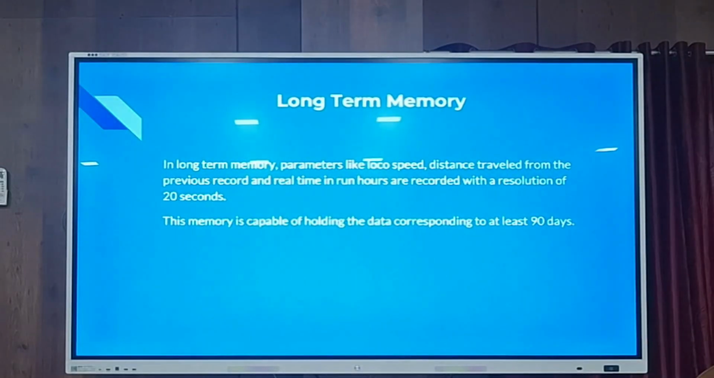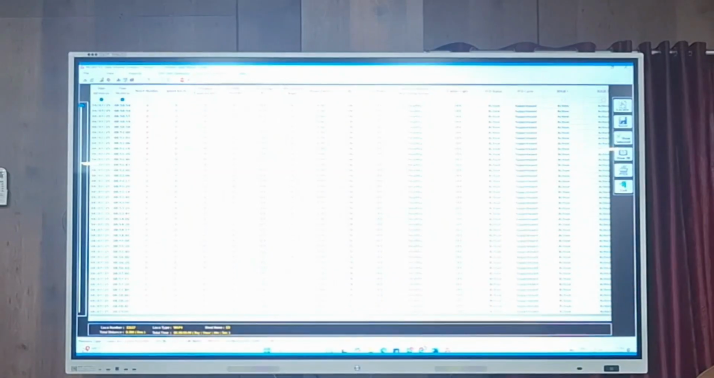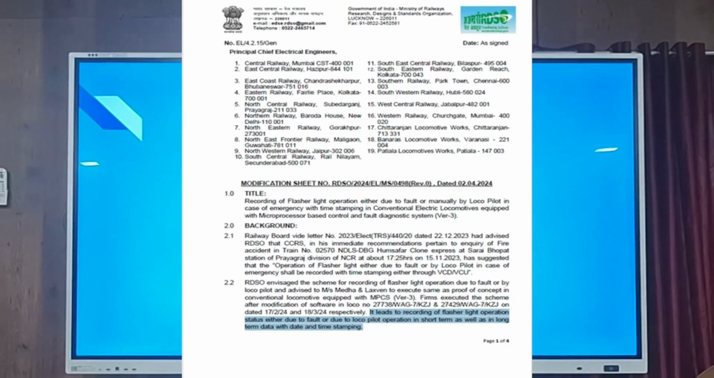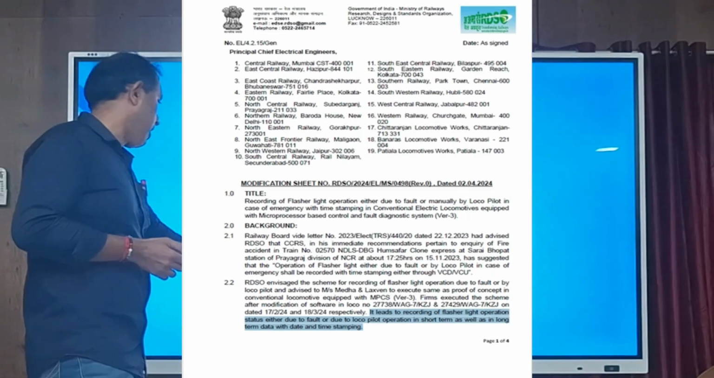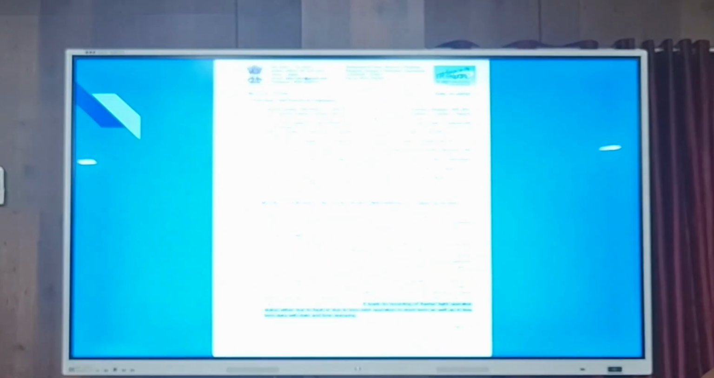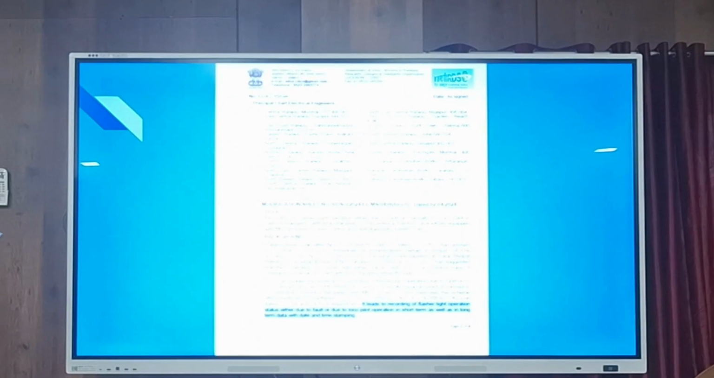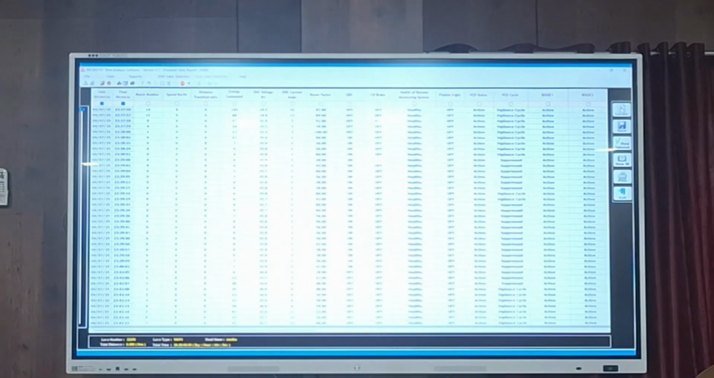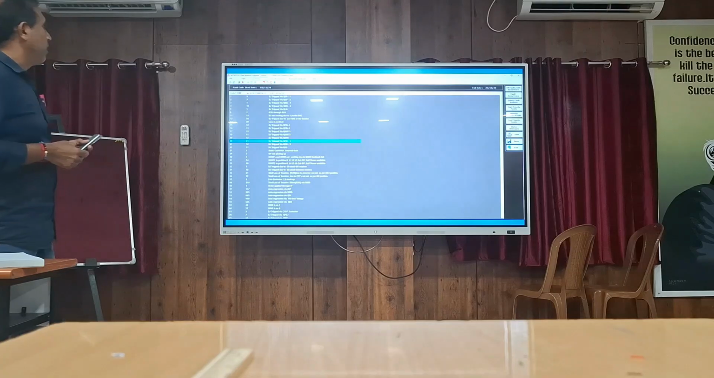Likewise long term also. For long term, a 20 second interval will be there, with the same parameters. The latest RDSO modification is 498, the cluster operation. An accident happened, and in the CRS inquiry it was not possible to identify whether the driver had operated the cluster or not. So they have provided a modification sheet to incorporate the cluster light operation in this long term and short term, here on the loco.